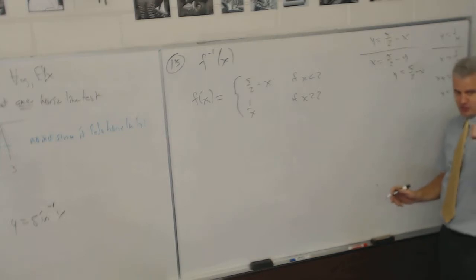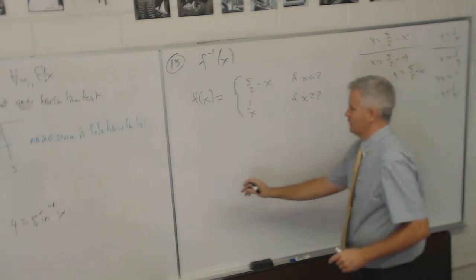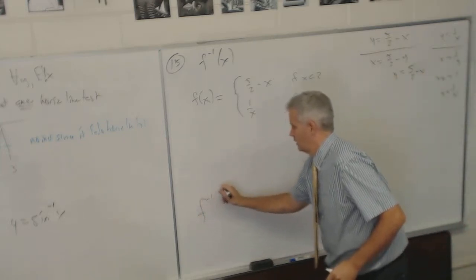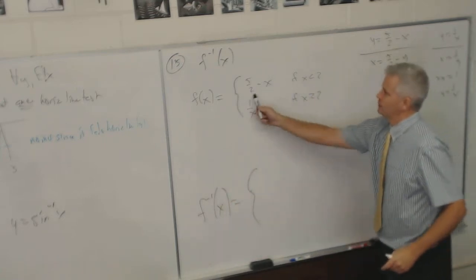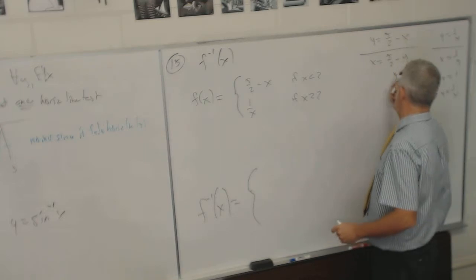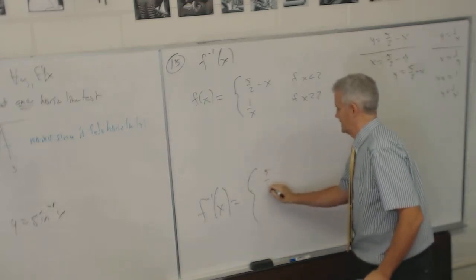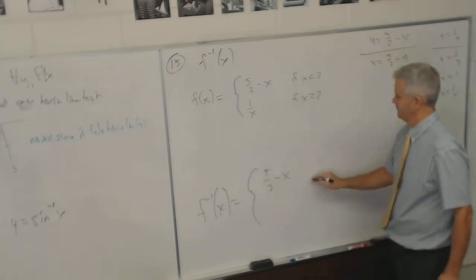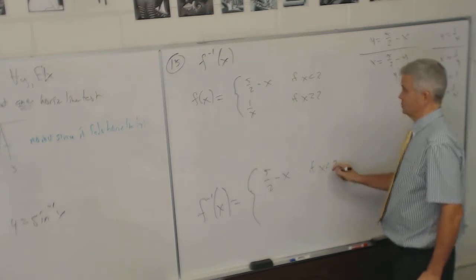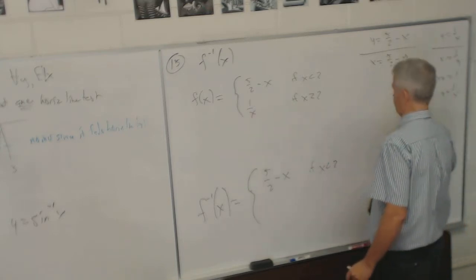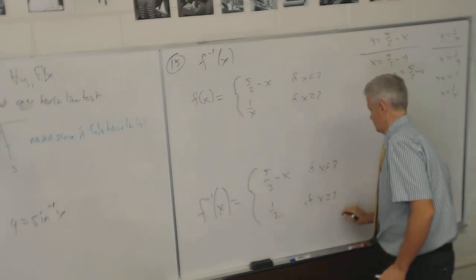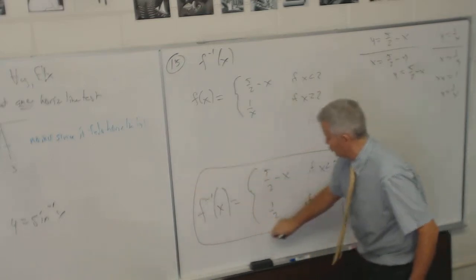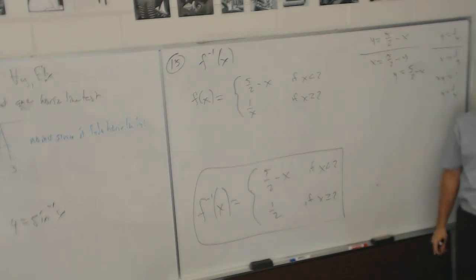So, I'm going to do something wrong here. I want to know if anyone can tell me what's wrong. So the inverse of 5 halves minus x is 5 halves minus x. That clearly isn't wrong. Okay? x is less than 2. And the inverse of 1 over x is 1 over x, if x is greater than or equal to 2. That's wrong. You know what the mistake is.